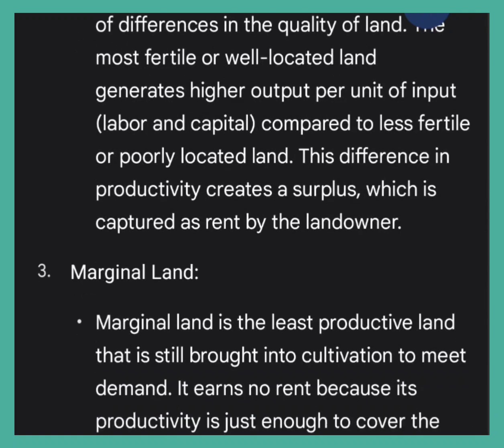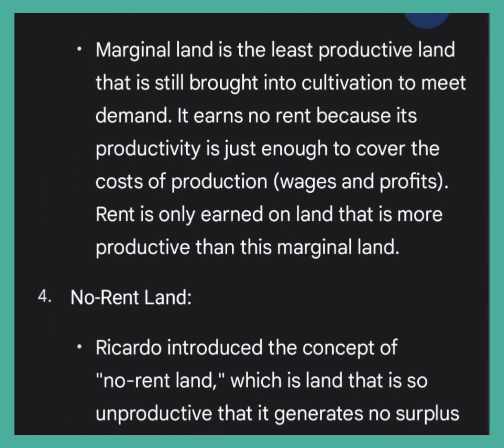3. Marginal land. Marginal land is the least productive land that is still brought into cultivation to meet demand. It earns no rent because its productivity is just enough to cover the costs of production, wages and profits. Rent is only earned on land that is more productive than this marginal land.